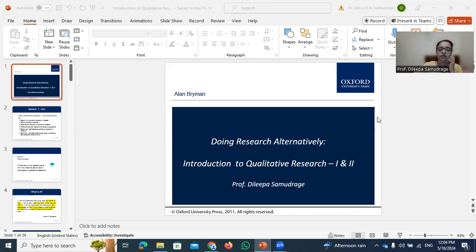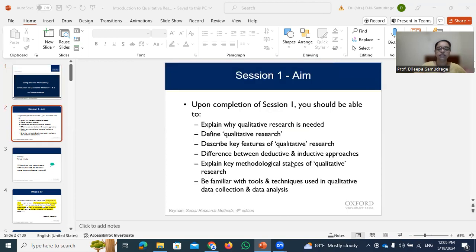We have to start the qualitative aspect of research methodology. So this is the first session about qualitative research, introduction to qualitative research, right? After completing this session, you will understand how to explain why qualitative research is needed, how to define qualitative research, describe key features of qualitative research, and the difference between deductive and inductive approaches, right?